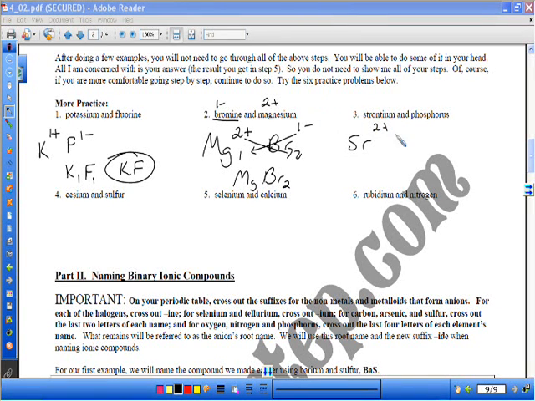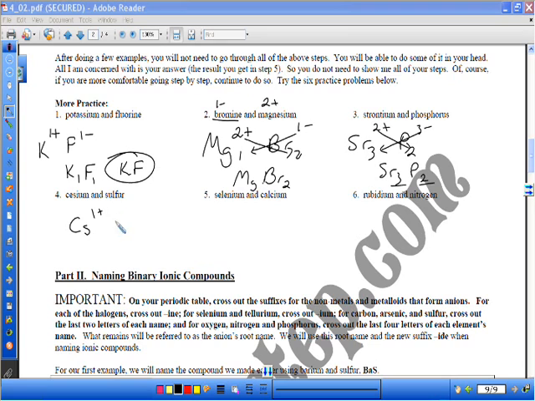Phosphorus is a -3. Crisscross your charges. Don't drop down. Crisscross. Sr3P2. Check for reduction. I can't reduce 3 and 2.